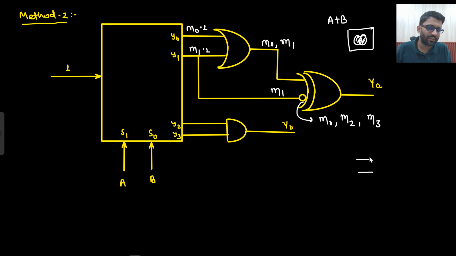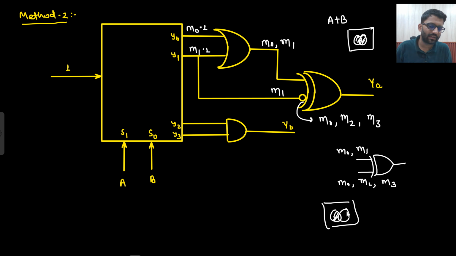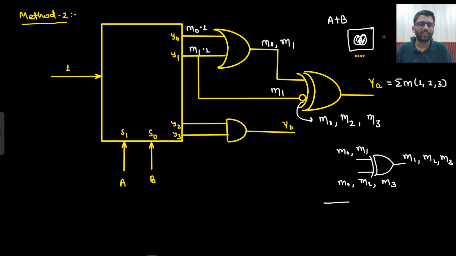So basically this is your XOR gate whose inputs are M0, M1 and M0, M2, M3. What does the XOR gate do? If you remember, XOR is A bar B plus A B bar, so everything but not the common. What is common? Common is m naught. So m naught will not come, but m1, m2, and m3 will come. So in the output you get m1, m2, m3, or you can write summation m 1, 2, 3. That's it. This is your output.